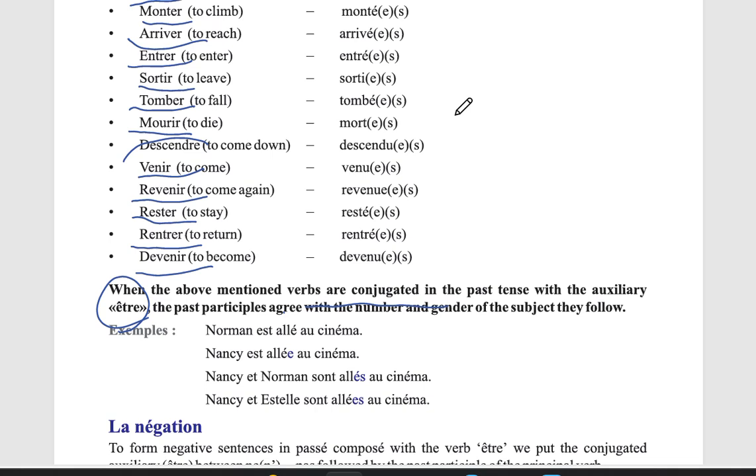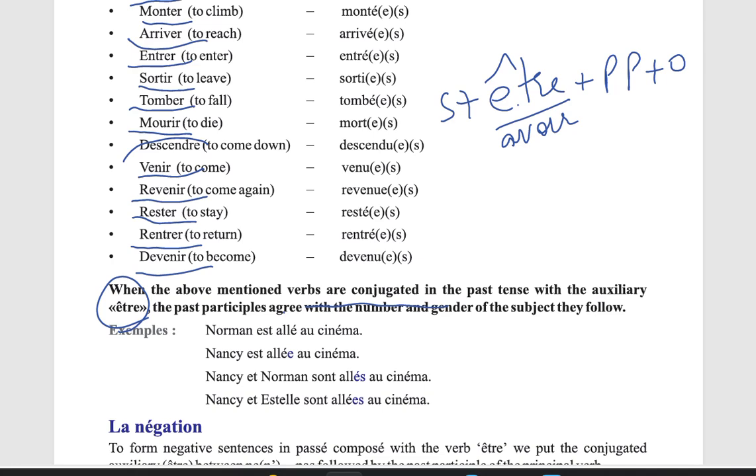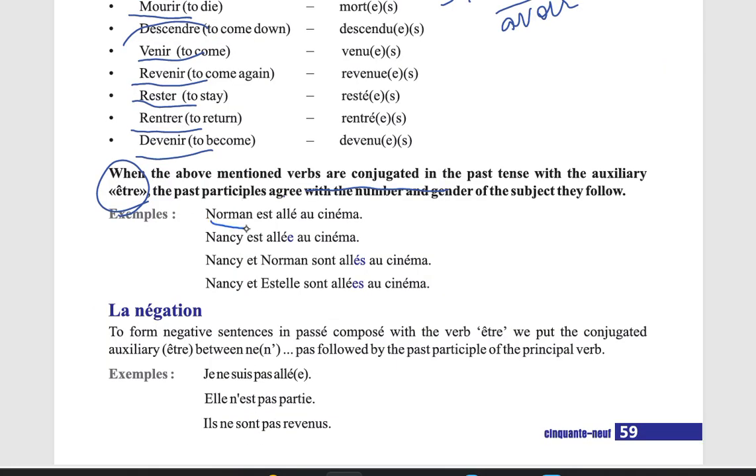We have already done the subject plus attribute plus pp plus option. In the fourth chapter, we have learned in place of être we use avoir. Okay, let's see an example. Normand est allé. This is être. Aller is the verb. We know how to find the pp of er verb. Just remove r and add é. So Normand est allé au cinéma.